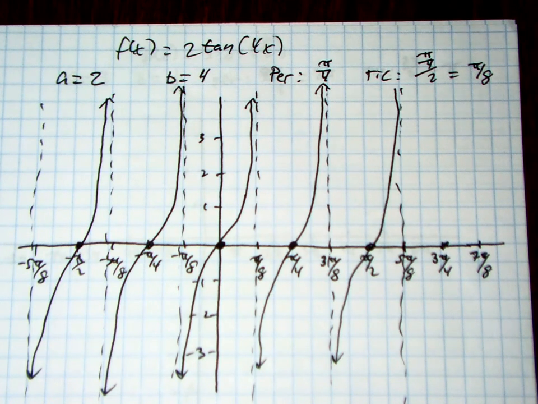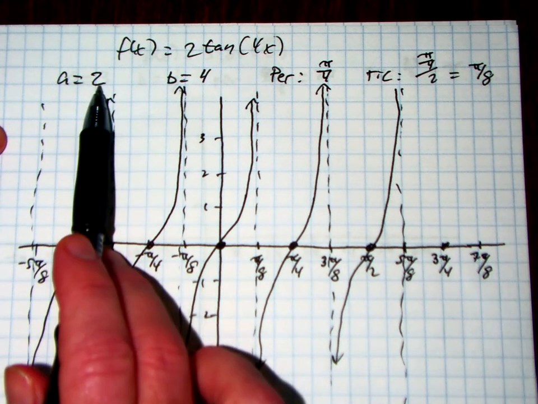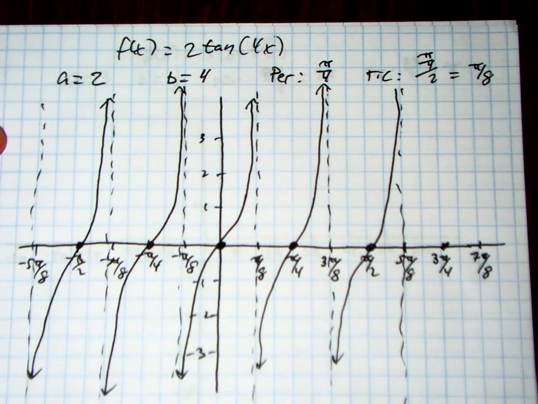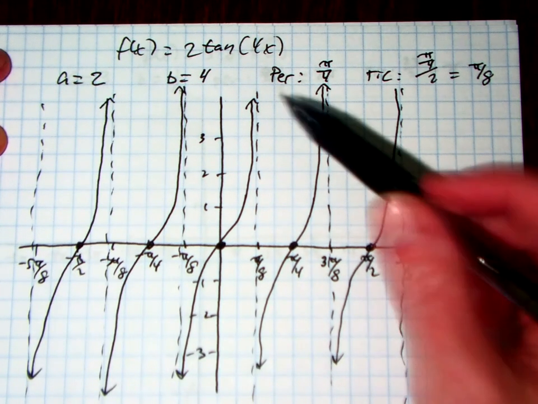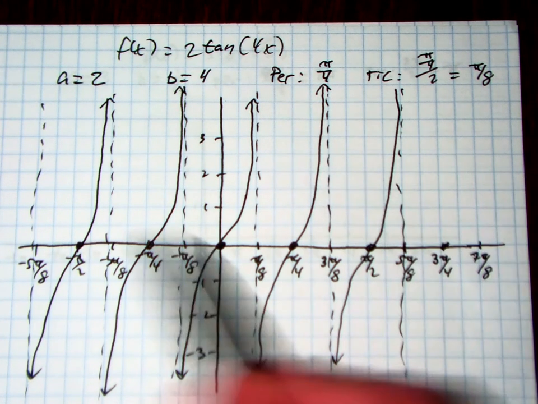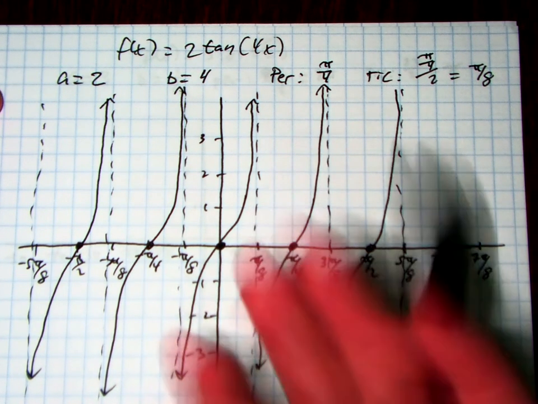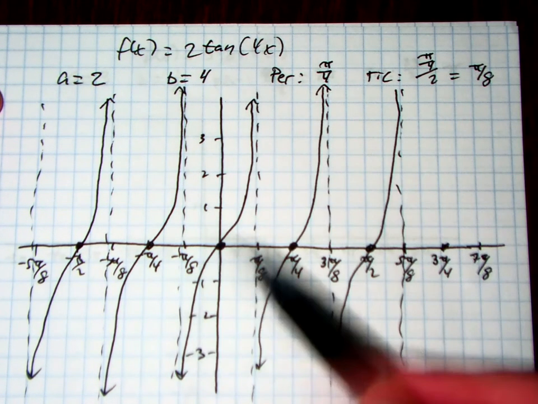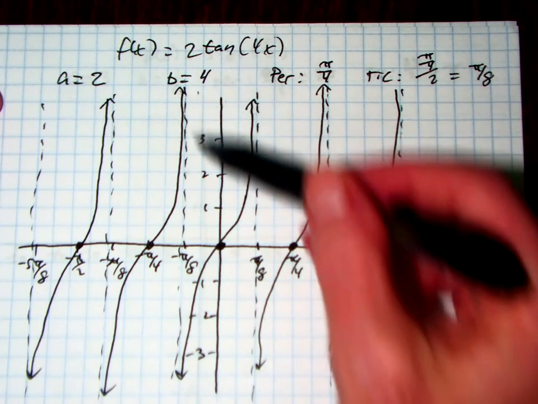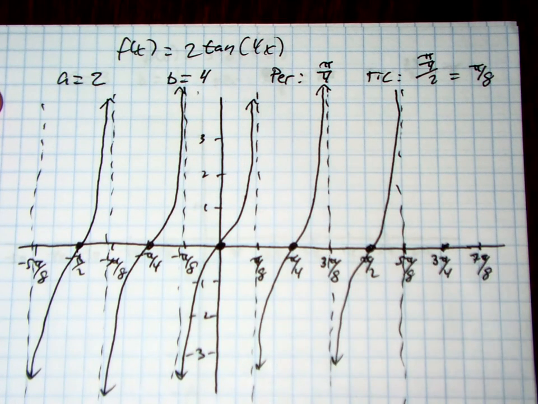So that's that. Let's talk real quick. What if the A had been negative? What if it would have been negative 2? What would have changed? Well, nothing really with the asymptotes and the intercepts. The only thing, it would have been literally upside down. So it would have decreased from left to right.